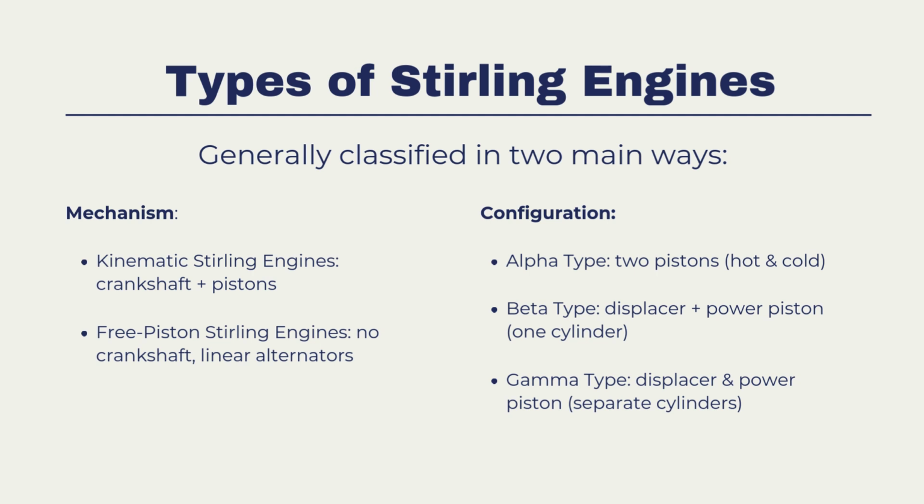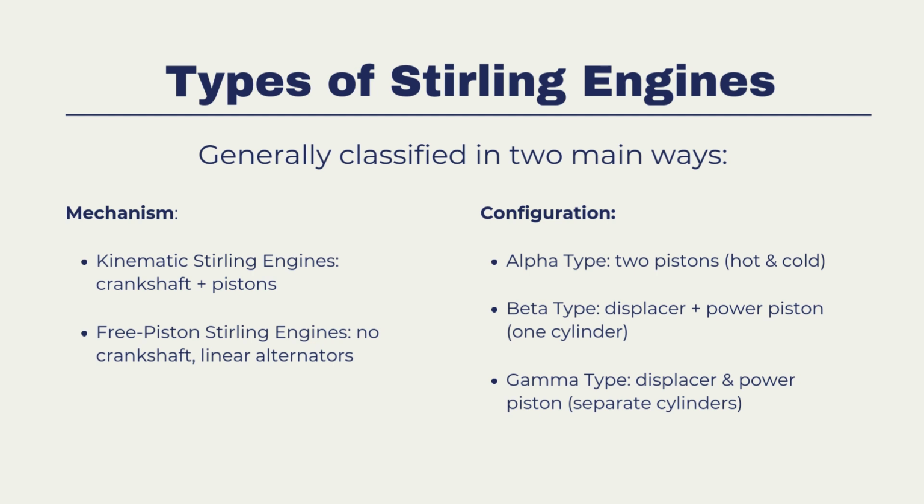First, let's talk about the mechanism. The first one is the kinematic Stirling engine. This uses a crankshaft and pistons, similar to the engine in a car. When the pistons move, the crankshaft turns, which produces motion. For example, some Stirling engines used in small boats or model engines are kinematic because they need steady mechanical movement to turn wheels or propellers.